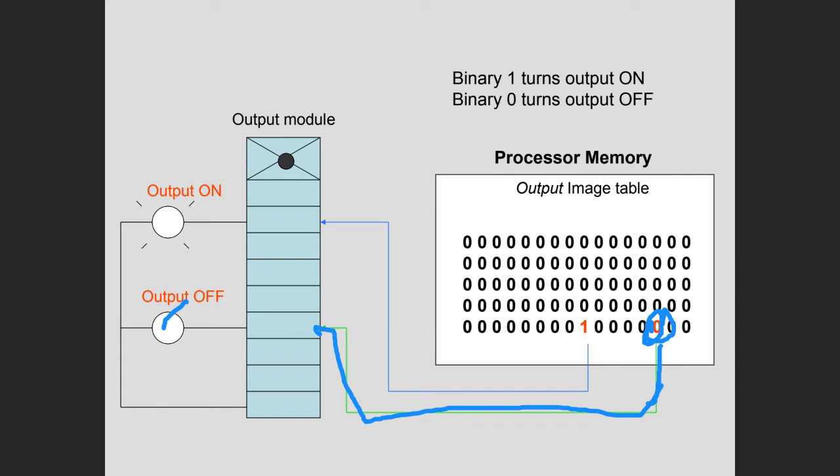This one right here is a 1. So whatever's mapped to this bit position in the output image table, whichever screw terminal is mapped to it, when the PLC scans it and sees that this is a 1, it's going to turn this output on. So all the PLC sees, it doesn't know anything about open and closed. It only sees 0s and 1s. It's looking at memory.